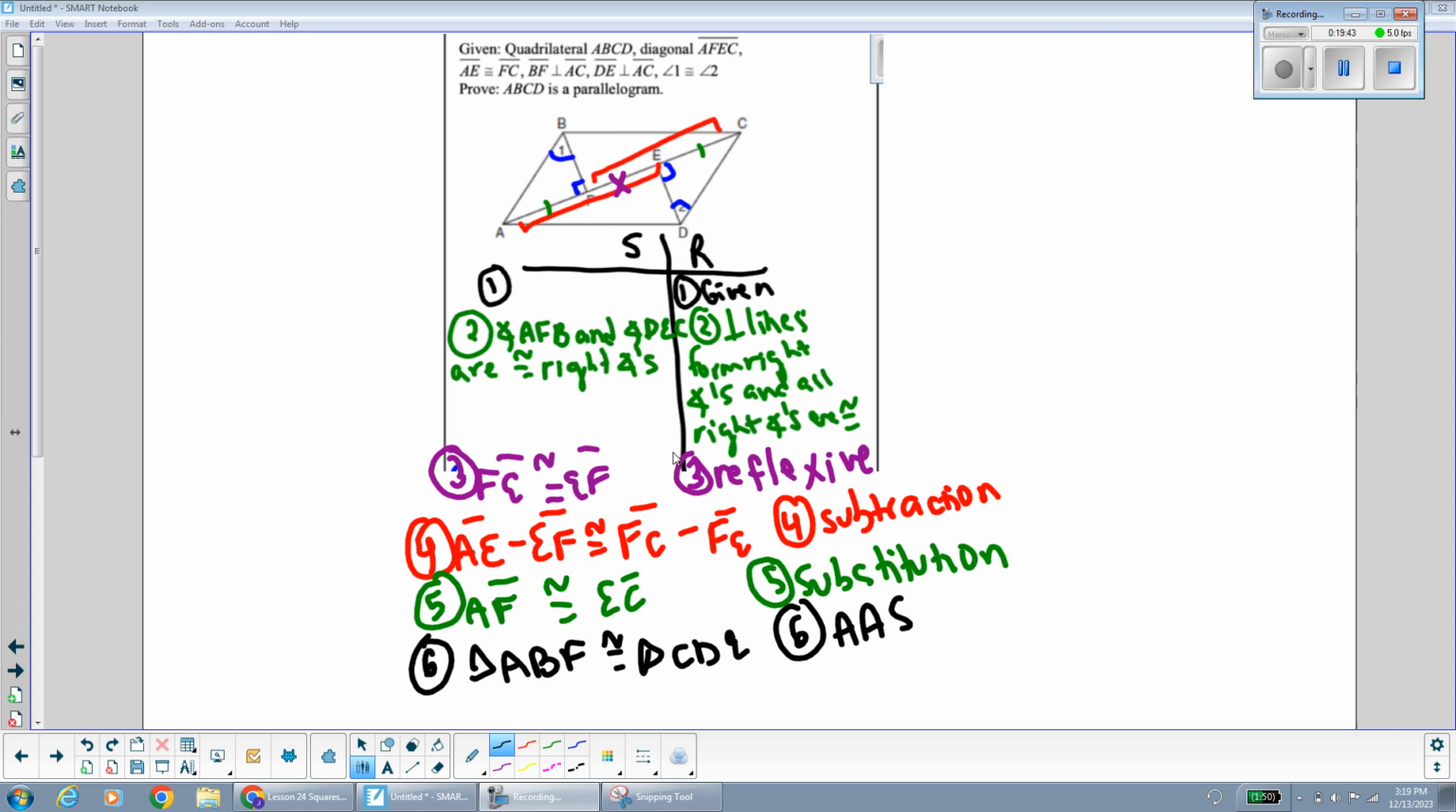So my subtraction step, where I'm actually subtracting, is subtraction. And then this minus this is that, this minus this is that, so that's substitution. And then I have what I need to prove the triangles congruent by angle side.